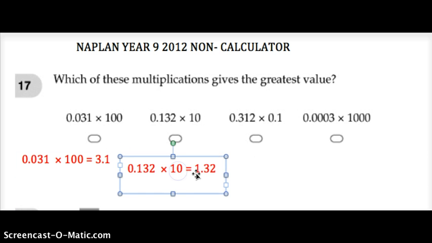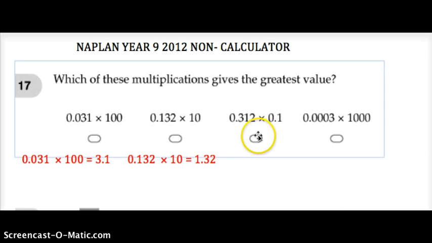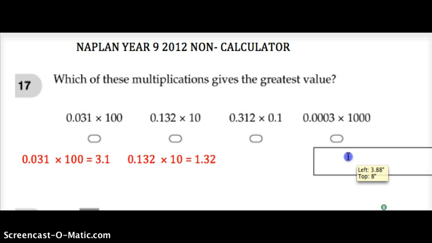With the second one, we've got 0.132 times 10. Now the decimal point is in front of the 1, and we're multiplying by 10, so we move the decimal point 1 place to the right. So the decimal point will end up in between the 1 and the 3. So we'll get 1.32. With the third, actually I won't do the third one yet, I'll look at the last one first.